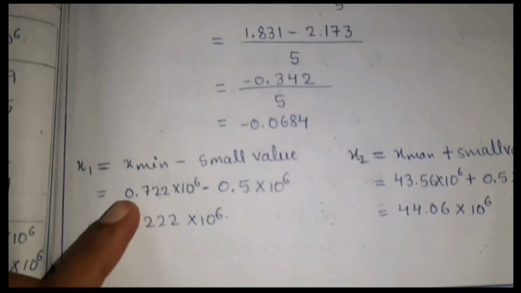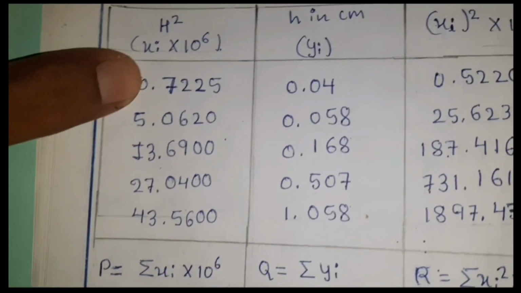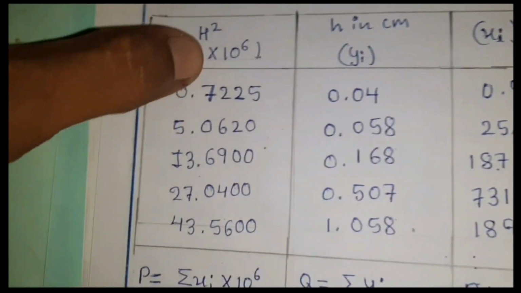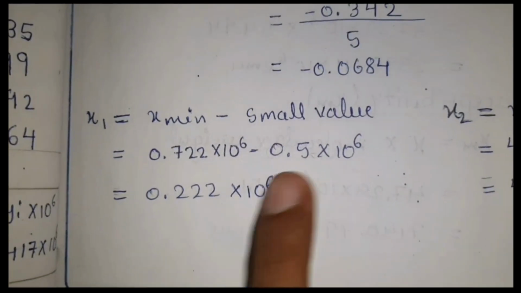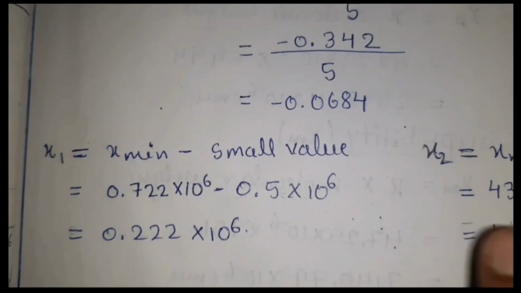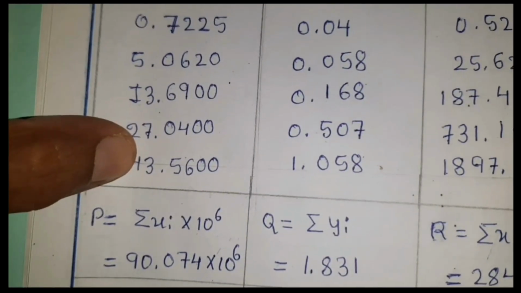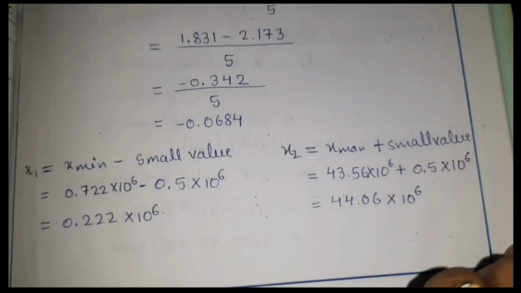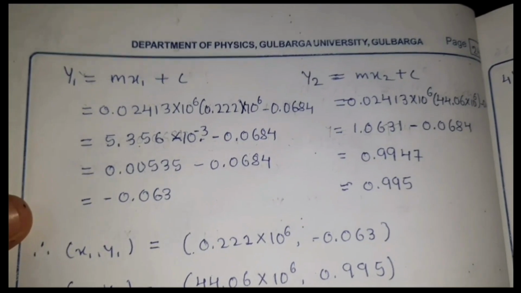Once you calculate, the x1 and x2 values you have to calculate. For x1, the minimum value you have to take is x minimum 0.722, and the small value you must consider less than 0.7, so here they have taken 0.5. So calculate x1 as x minimum minus the small value. Similarly x2 is x maximum plus the small value. Here the maximum value is 43.56 and the small value is the same, 0.5. Add and you will get x2. Once you calculate x1 and x2, calculate y1 and y2 by substituting the values of x1, x2, slope and intercept.